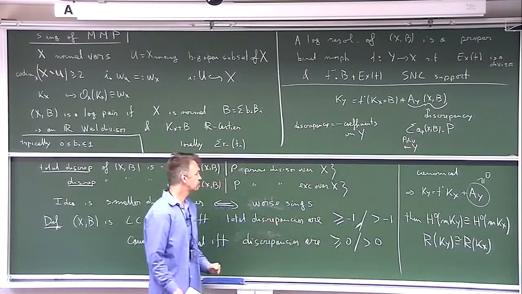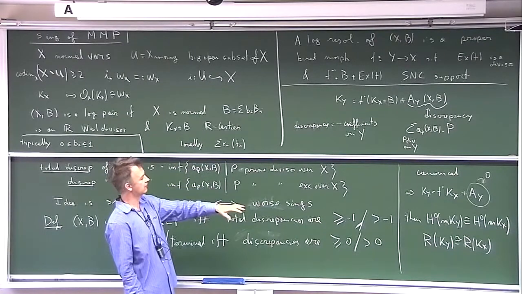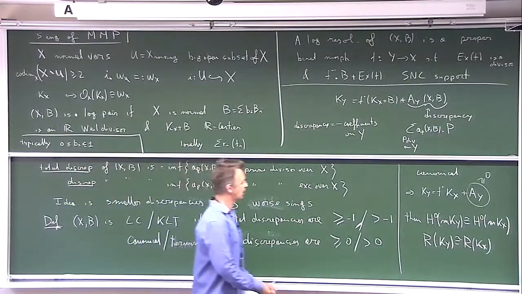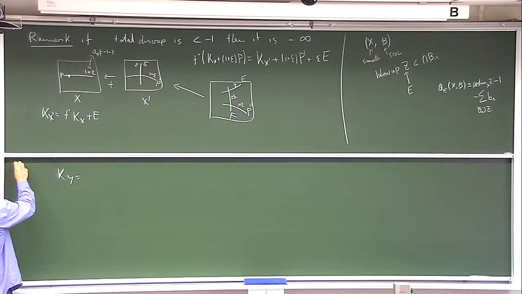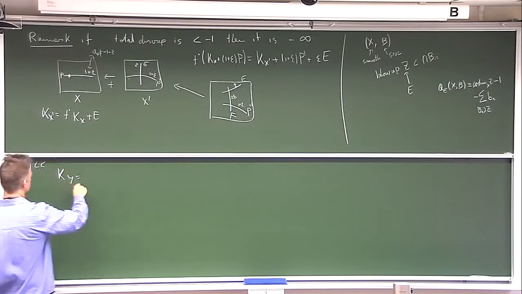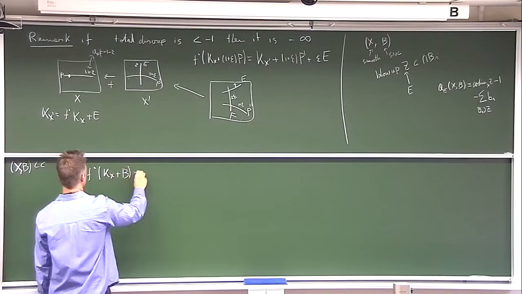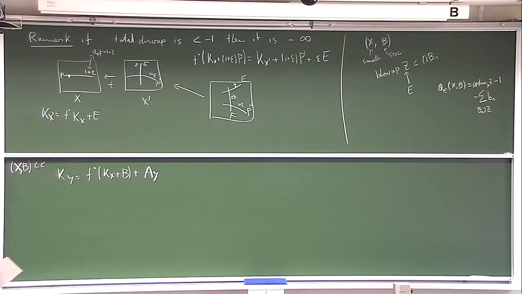Now, clearly, that's an important feature. So maybe we would like to know how that can be salvaged in, for example, the log canonical or the KLT case. So in the log canonical or KLT case, we will have again that Ky is, let's assume, for example, that (X, B) is log canonical. Ky will be the pullback of Kx plus B plus this divisor Ay. Now, this divisor Ay is a bit problematic. It has a positive and a negative part.